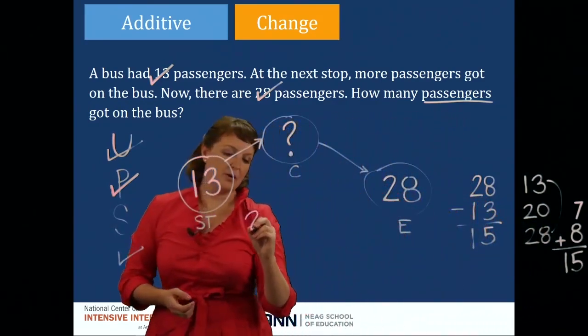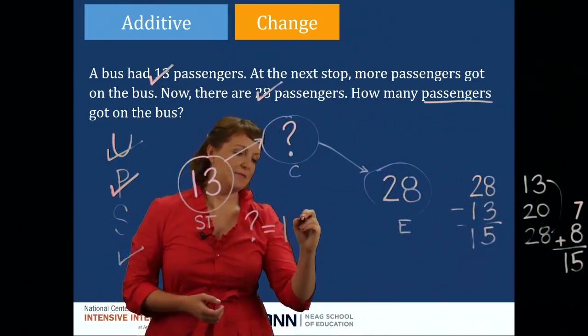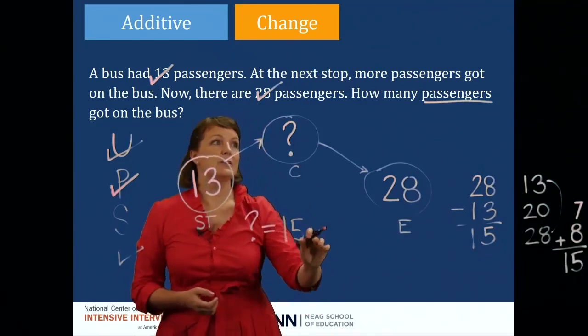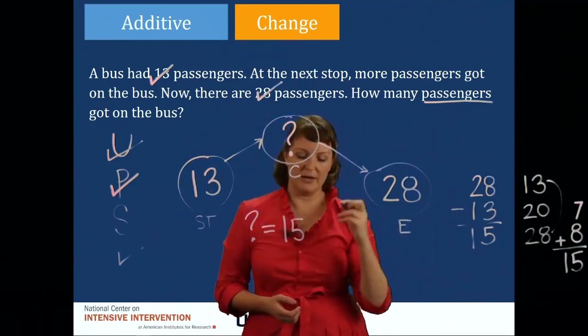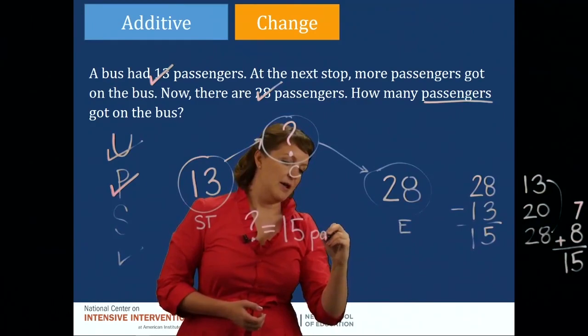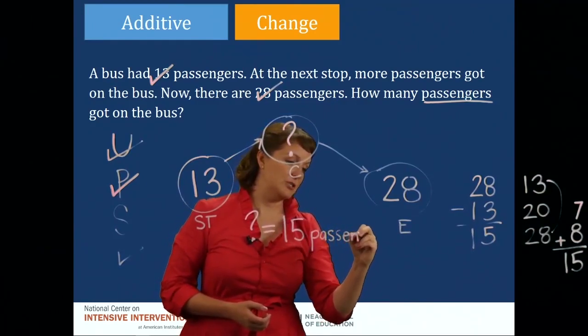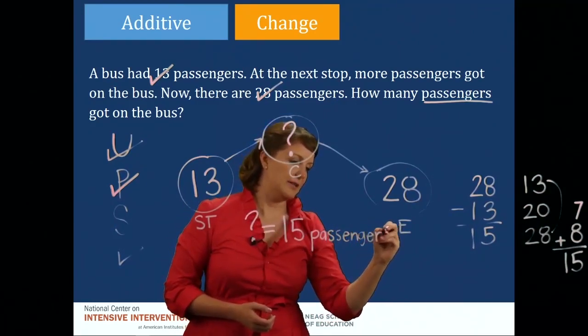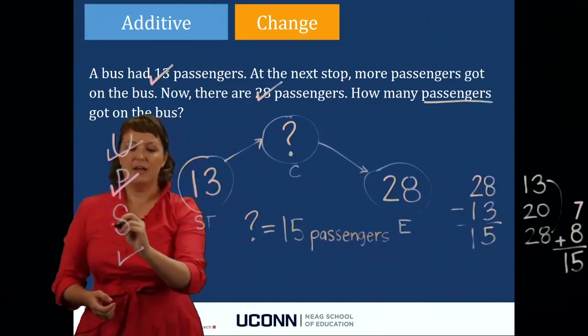Here I figure out that my question mark is 15, and I need a label for that, so I'll go over here. What did I underline? What did I say that this problem was about? I say it's about passengers, so I'll write that in there. And then finally, I've got it solved.